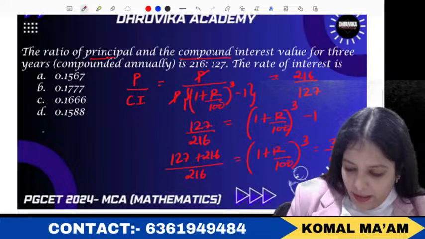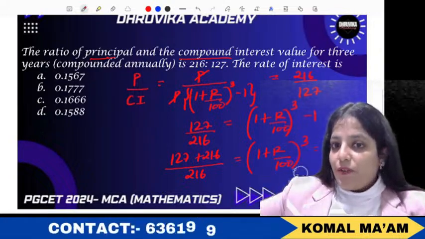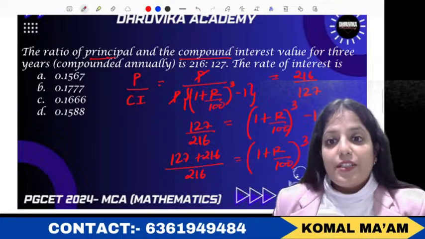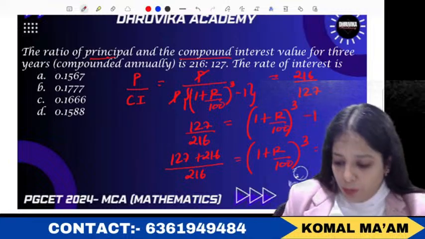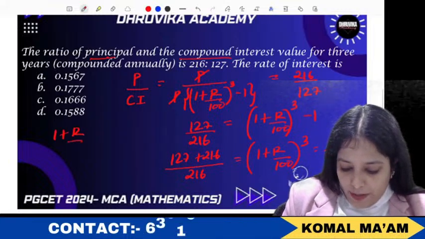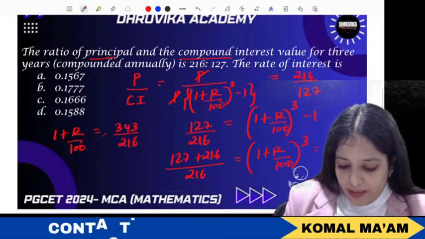If you want to find R, you need to remove this power cube, and when the power gets transferred to the RHS, it will get converted into a root. So this is a cube; in the RHS it will be a cube root. So 1 plus R upon 100 is equal to the cube root of 343 divided by 216.